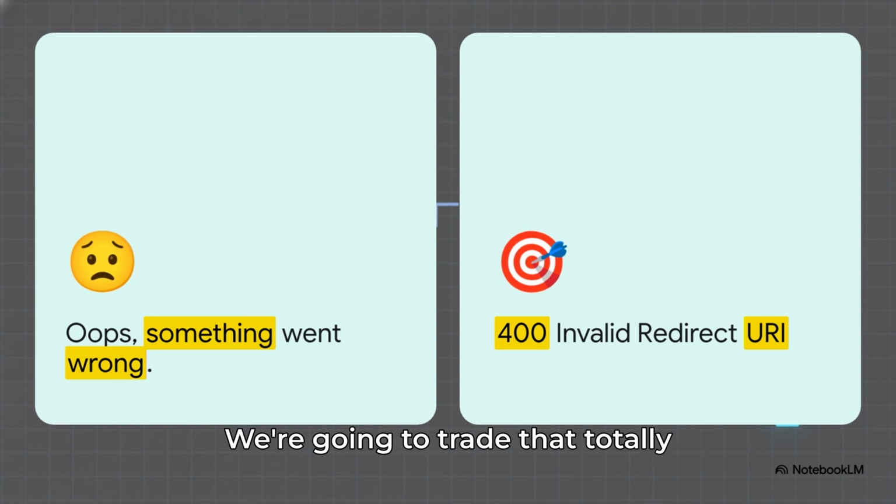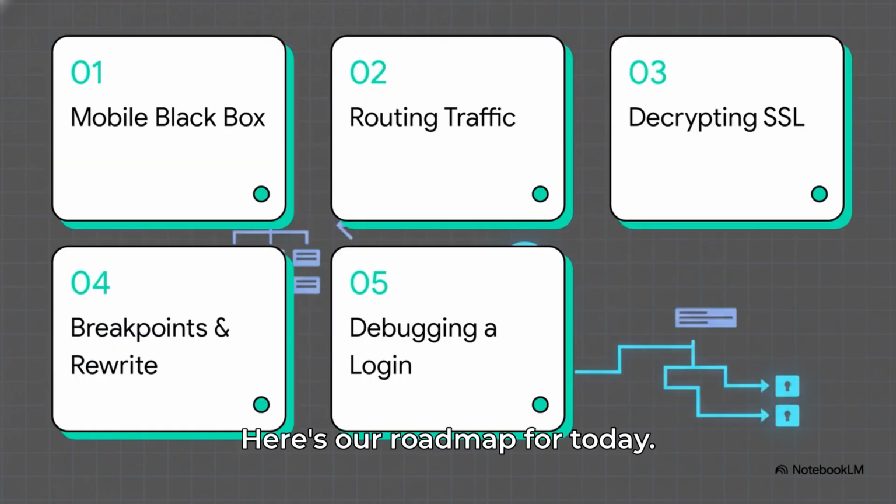We're going to trade that totally useless interface for a precise JSON payload that highlights the exact issue, like a 400 invalid redirect URI error. Here's our roadmap for today. First, we'll look at the mobile black box, then routing traffic through Charles. After that, we'll decrypt SSL traffic, play around with breakpoints and rewrite rules, and finally, debug a real-world failed login.